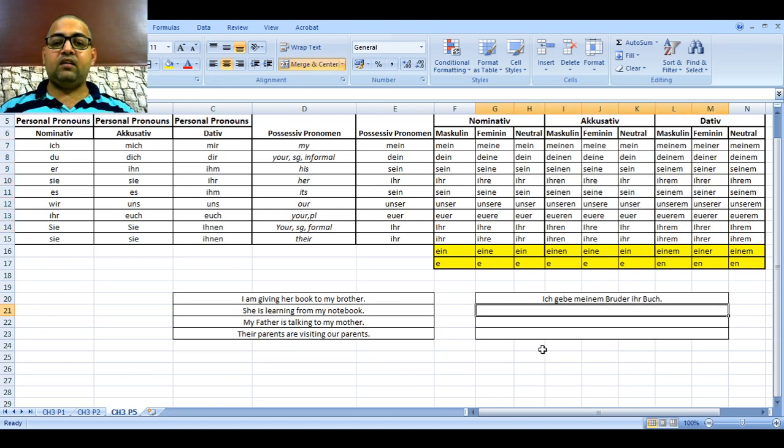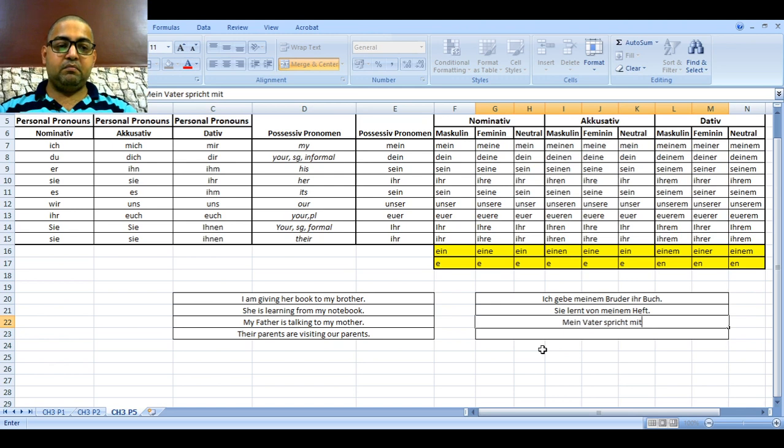Next: She is learning from my notebook. Sie lernt, dative part, von meinem Heft. All right. Next: my father is talking to my mother. Mein Vater spricht mit meiner Mutter.